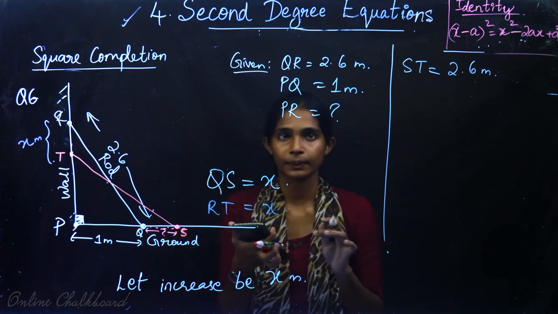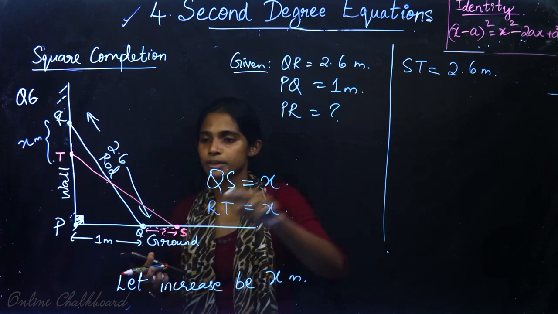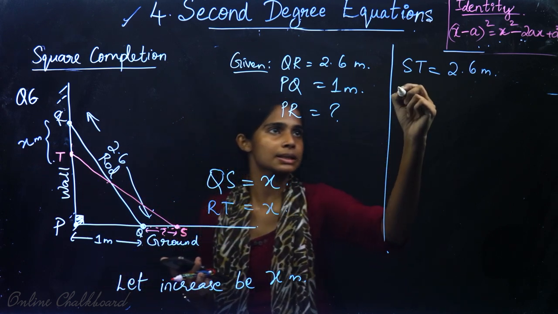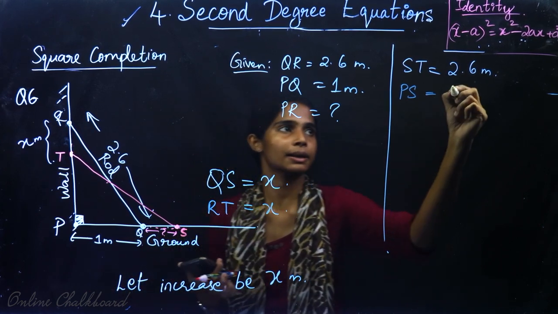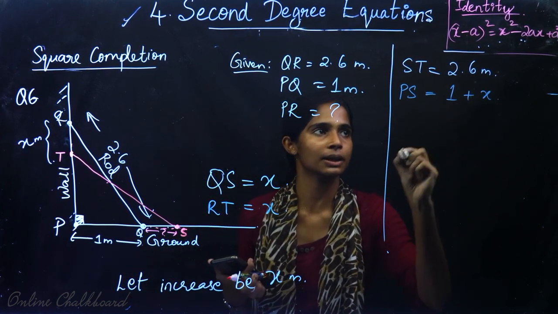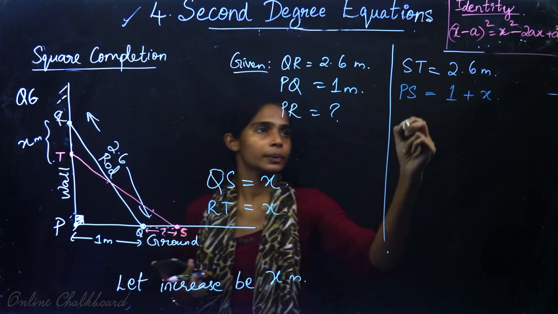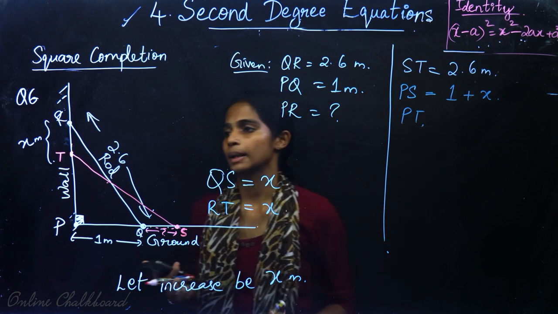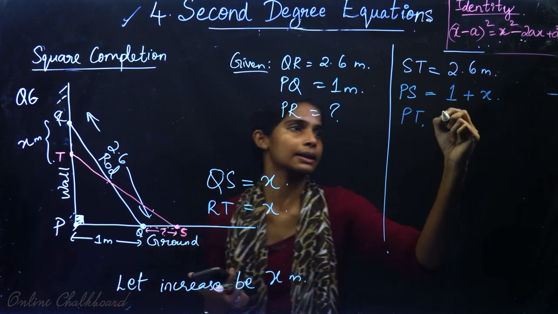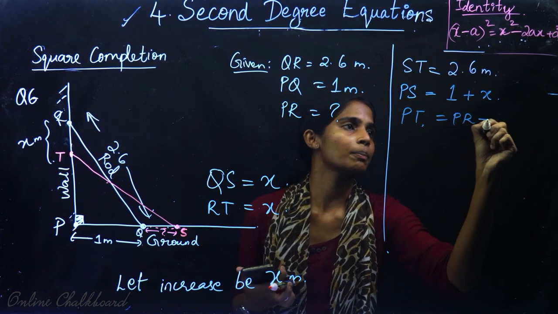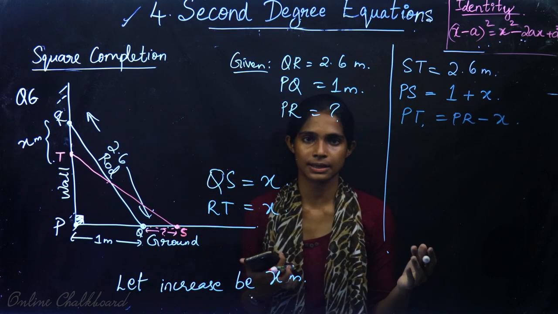Now we have two triangles. ST is 2.6 meters. What about PS? PS is 1 plus x meters. Similarly, PT is PR minus x. Alright, so we need to find this x.